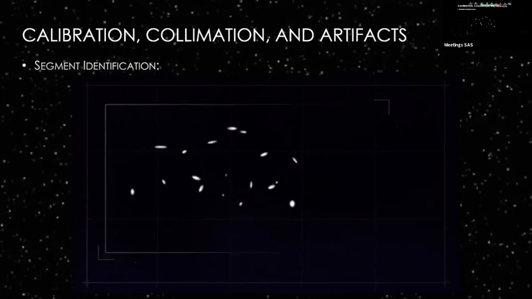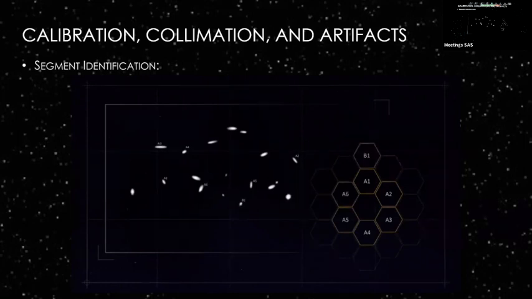So from that initial step, we just had to go through and say, we're going to send a command to wiggle the mirror of A1, and we're just going to see which of those images wiggled. And so now we know which image corresponds to which mirror segment. And we had to do that for every single mirror segment.